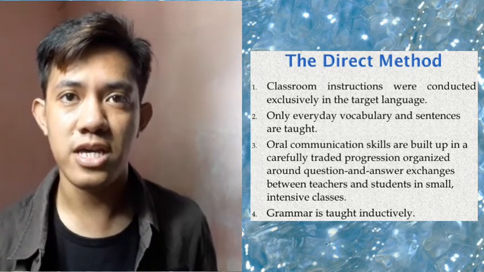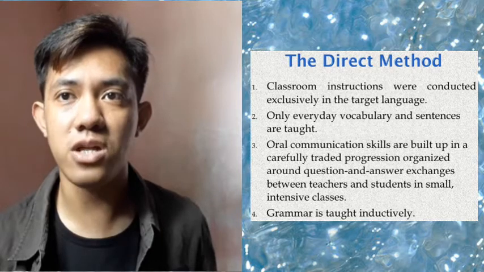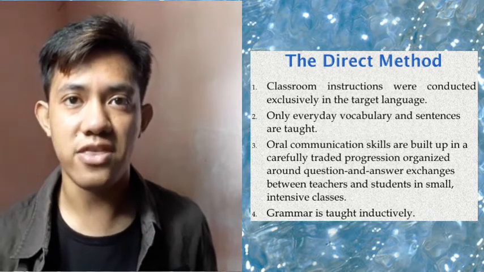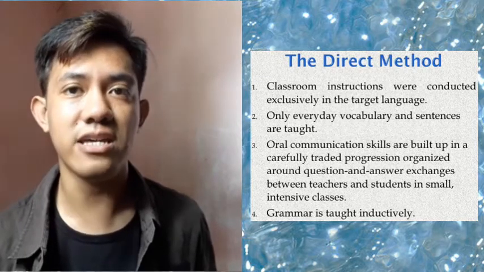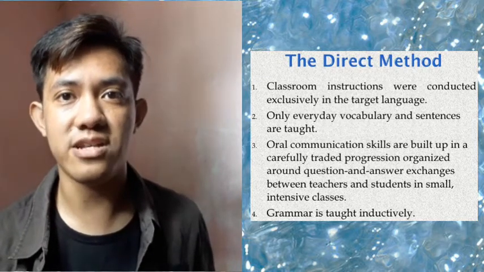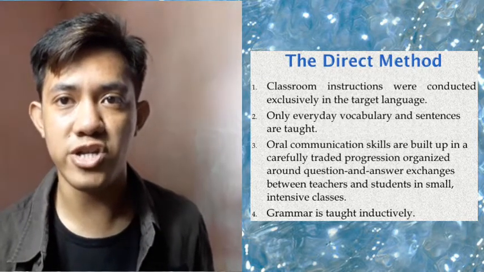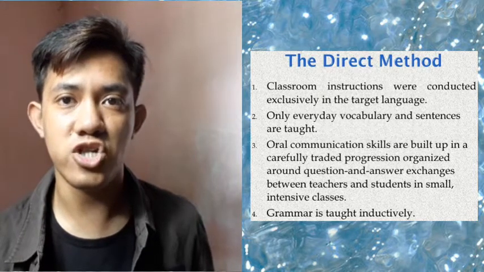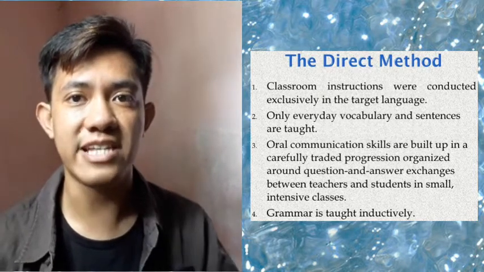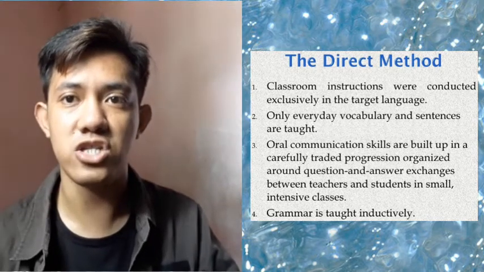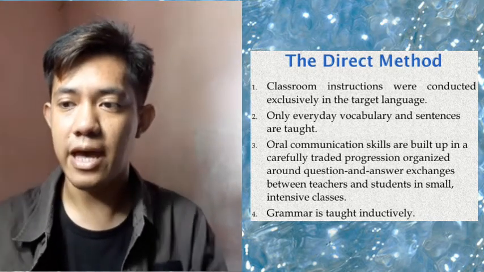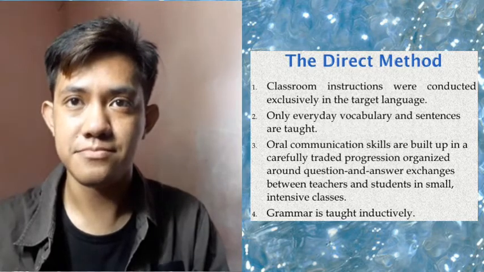The characteristics of the direct method are: the first is classroom instruction was conducted exclusively in the target language. The second is only everyday vocabulary and sentences are taught. The third is oral communication skills are built up in a carefully graded progression organized around question-and-answer exchanges between teachers and students in small, intensive classes. And the fourth is grammar is taught inductively, and so on.